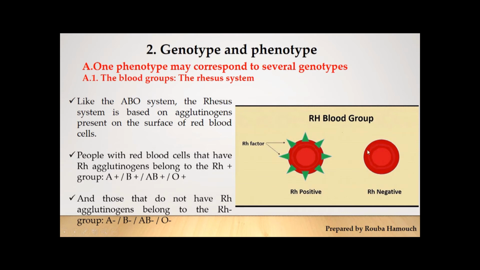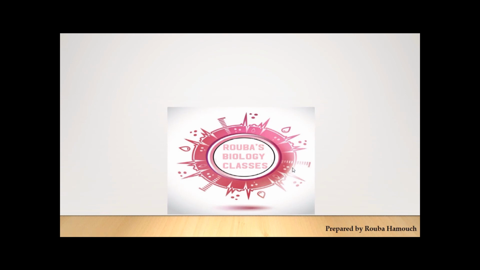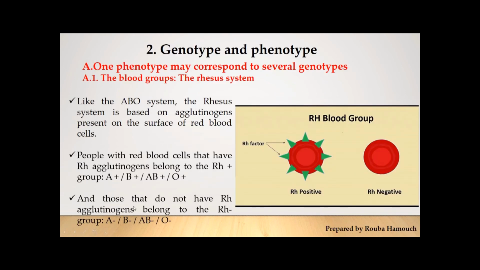Now, the people who don't have the Rhesus agglutinogen are called Rhesus negative. Rhesus negative means that there is absence of the Rhesus factor. So the individual may be group A negative, B negative, AB negative, and O negative. For example, if the individual is of group A negative, she or he has the antigen A, but doesn't have the antigen Rhesus. That's why she or he belongs to the group Rhesus negative.